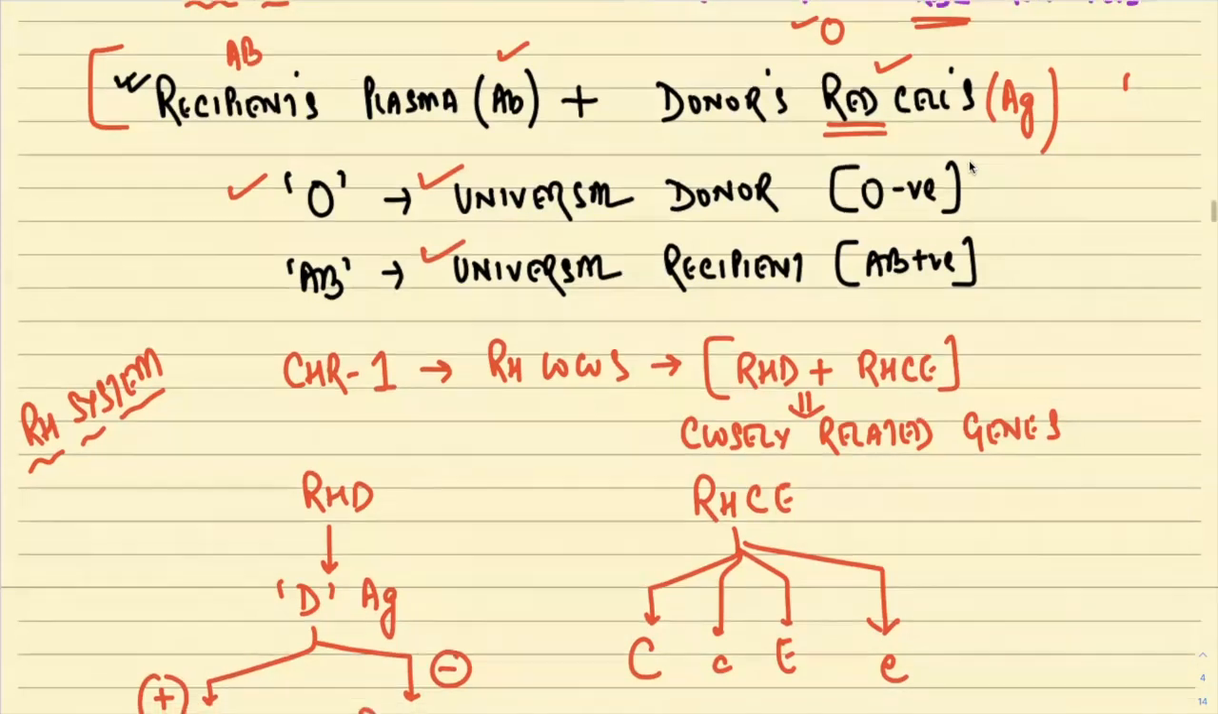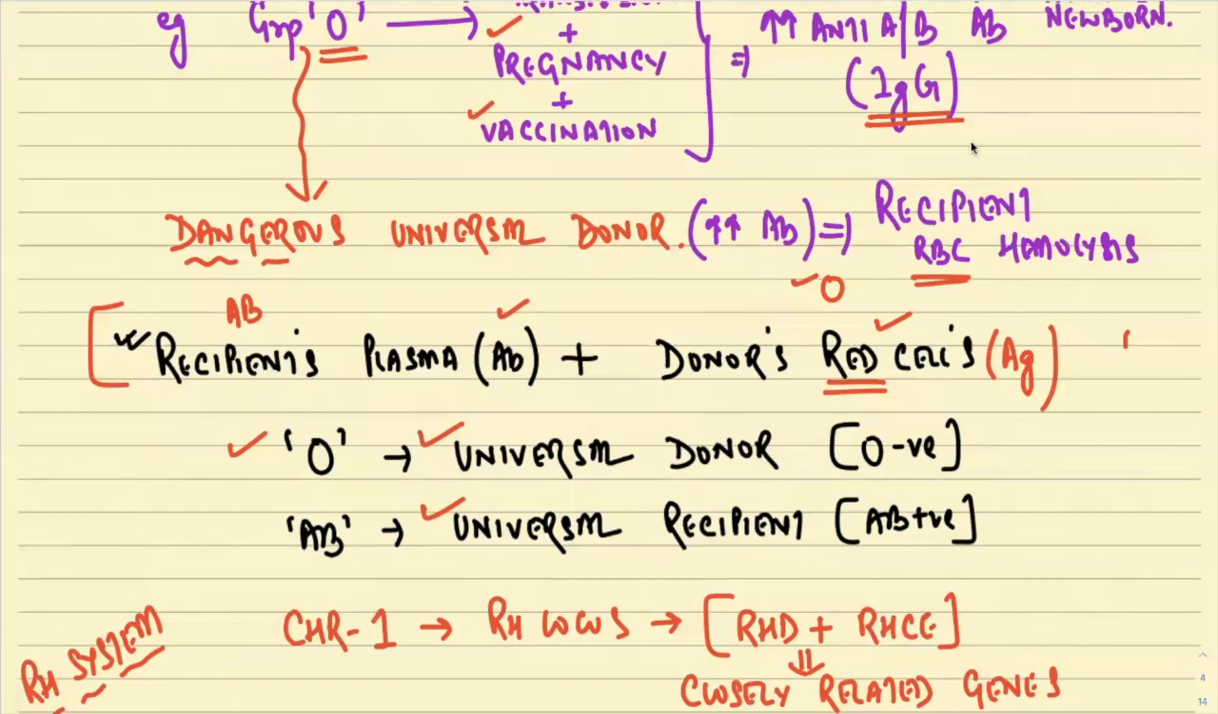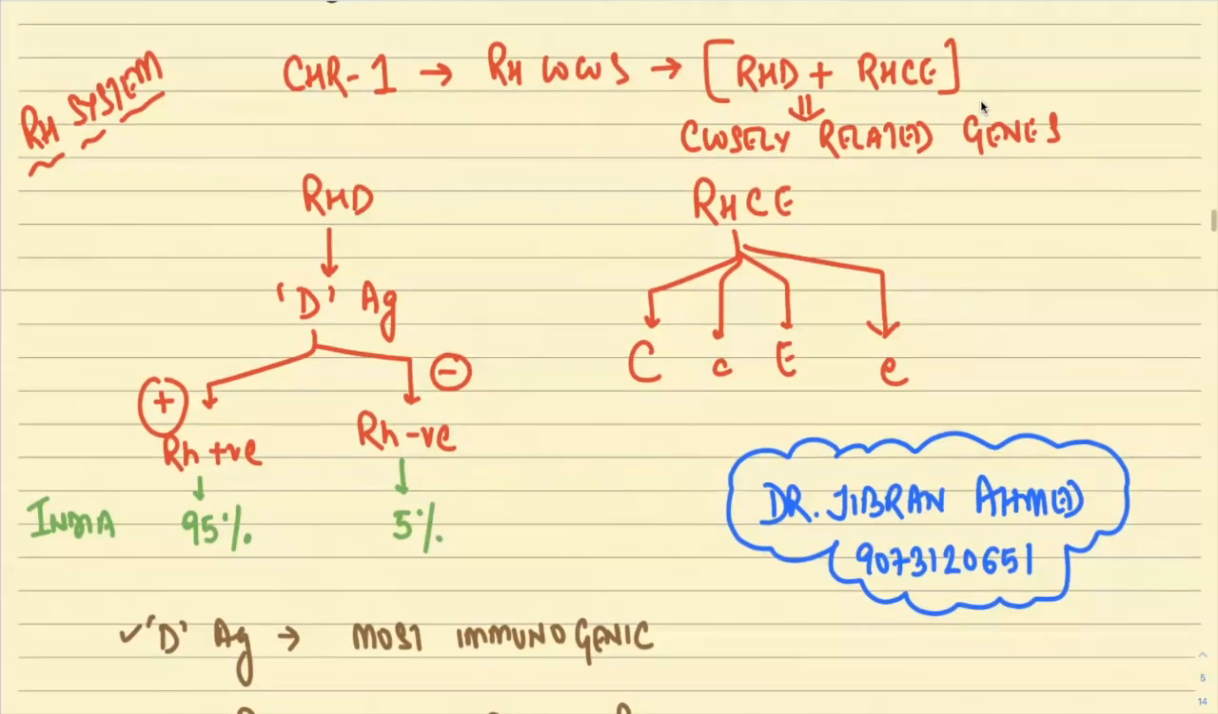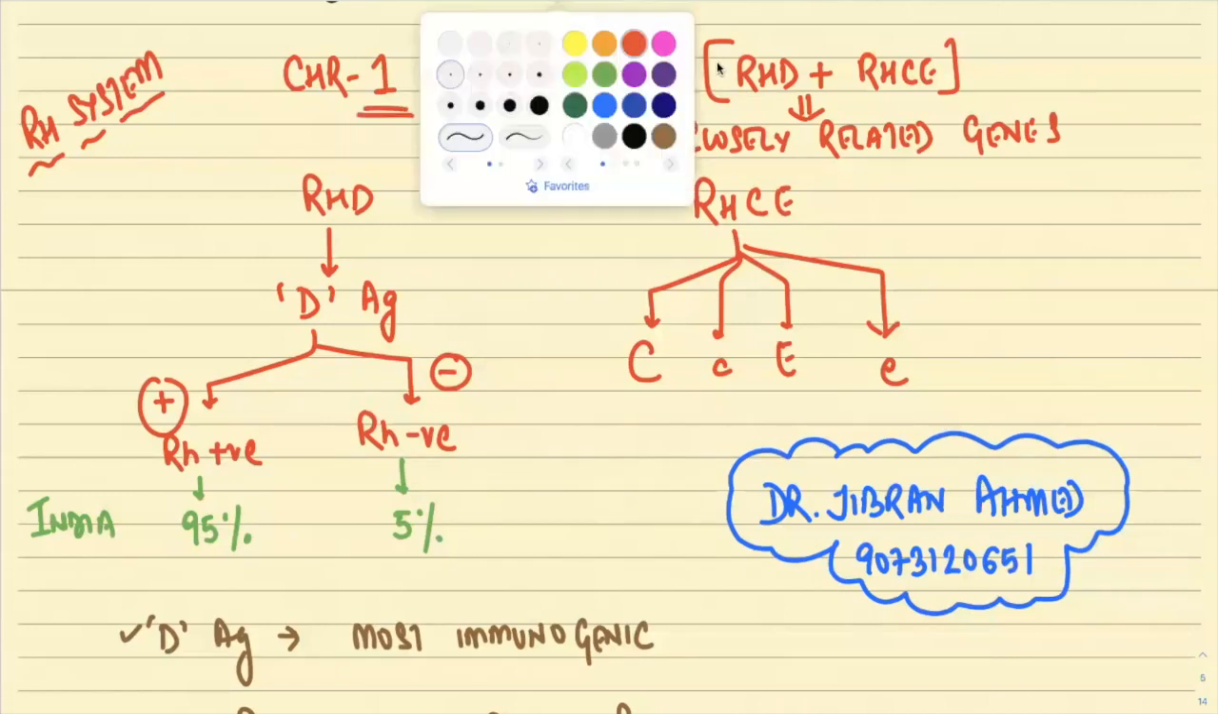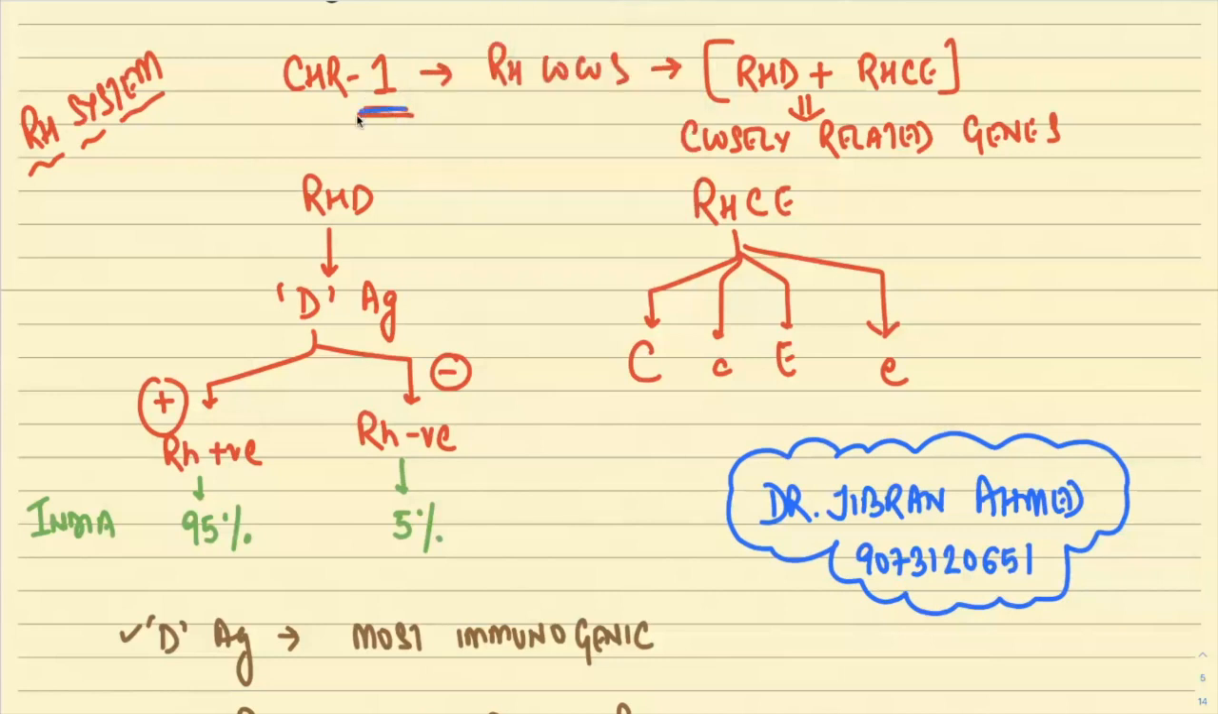Yes. Okay. Now we have understood the ABO blood system. We are now going to understand the RH system. As we had seen, the ABO gene was present in chromosome number 9. The RH gene is present in chromosome number 1. The RH locus contains two very closely related genes, the RHD and the RHCE gene. The RHD gene encodes the D antigen. If a person is positive for this D antigen, he becomes RH positive, and if he is negative for this D antigen, he becomes RH negative. Luckily, 95% of the population is RH positive, whereas 5% is RH negative.